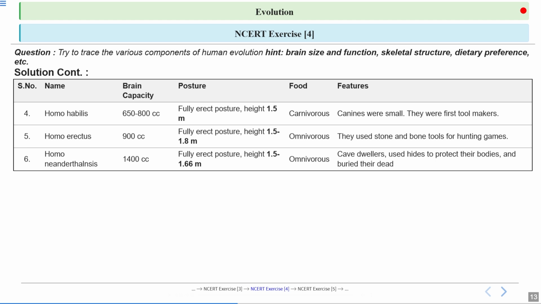Now Homo neanderthalensis, brain capacity is 1400 cc. They were fully erect. Height was 1.5 to 1.66 meters. They were omnivorous and cave dwellers. They used to live in caves, and they used hides to protect their bodies. Hide means animal skin. They also buried their dead, so they were following this ritual of burying their dead. Again, they were more intellectual than the previous forms of humans.